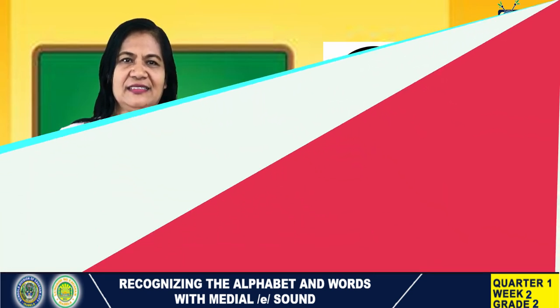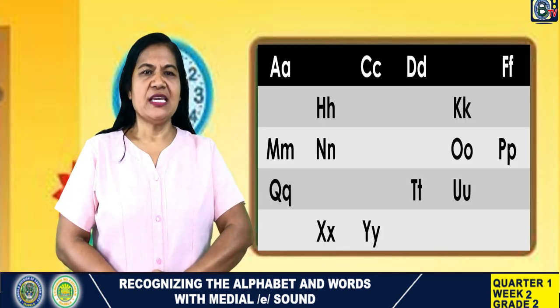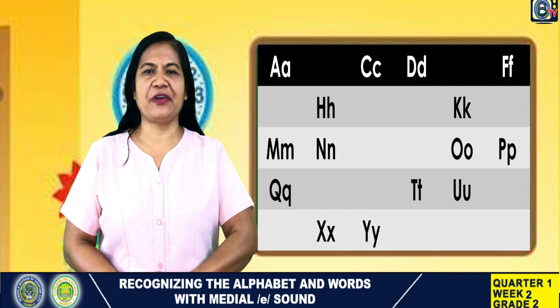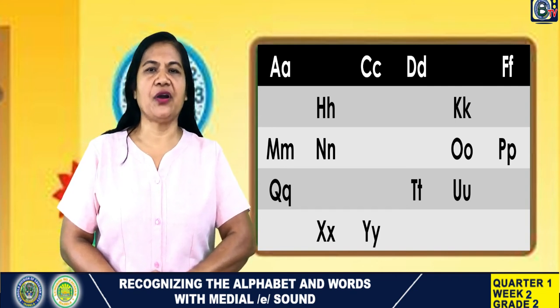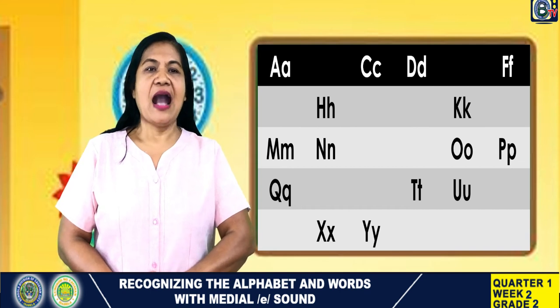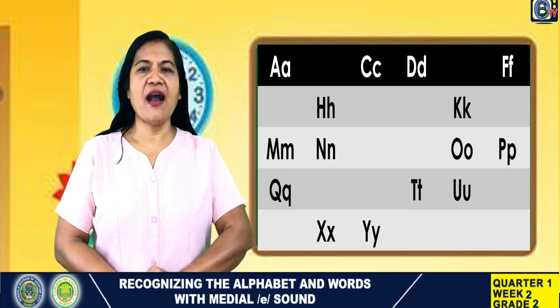Hi, kids. Now, we're ready on our guided activity 2. See your modules on page 7. The direction here is to write the missing letters of the Filipino alphabet. Again, I'll give you 3 minutes to work on it. Good luck!